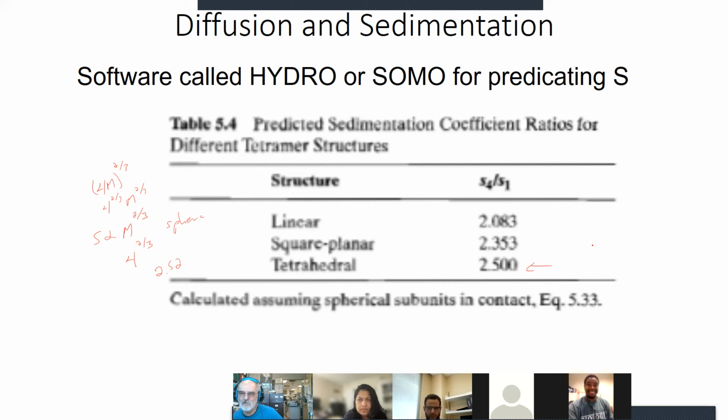I can't draw it real easily. It's a flat bottom with one in the middle and the top, creating a pyramid, if you will. So that's close to what it would be. If the S value for the tetramer was less than that, then it would be telling you something about the shape of the tetramer, okay?